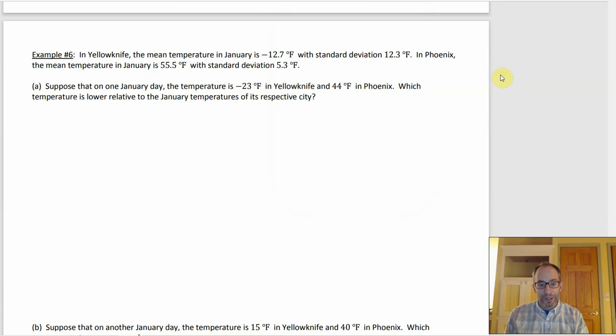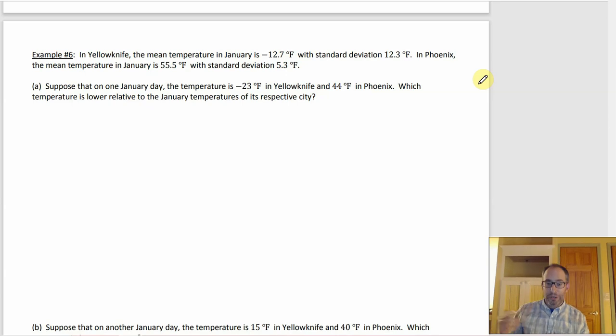Apparently, you can get very nice views of the northern lights in Yellowknife. I've never tried it, but apparently you can. And this is real data too. So I actually pulled all of this and did the computations myself. Not for all Januaries, but I pulled a bunch of what they had and did it. So the mean is negative 12.7 degrees Fahrenheit with a standard deviation of 12.3. And in Phoenix, the mean temperature in January is 55.5 degrees Fahrenheit with a standard deviation of 5.3.